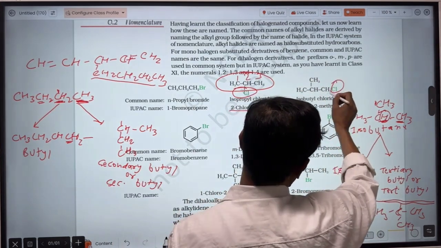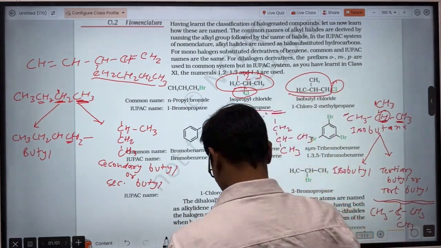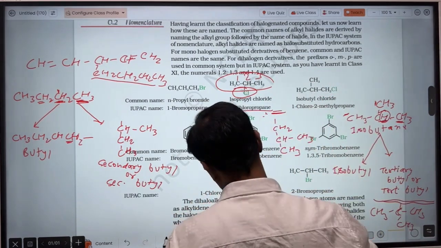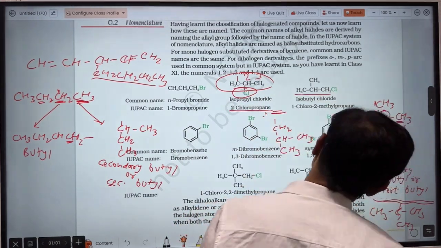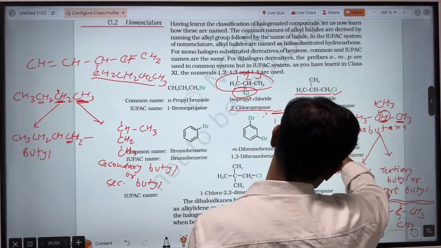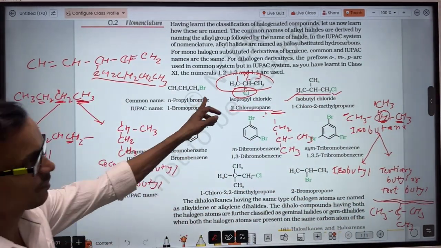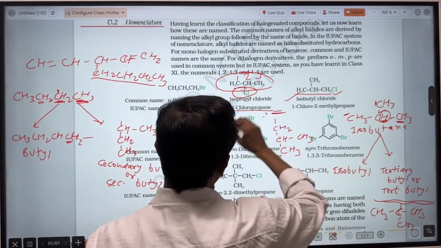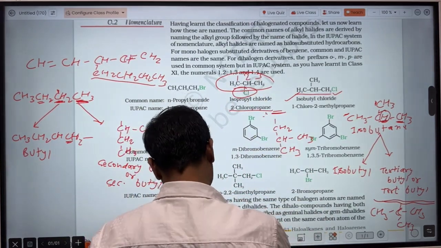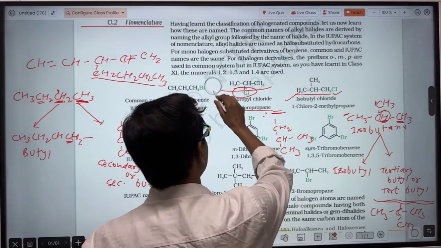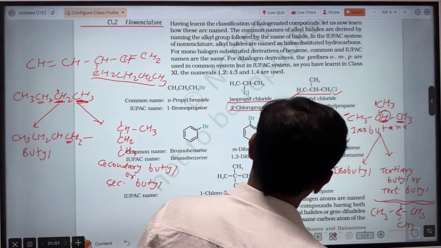So here chlorine is bonded to the isobutyl. Same here, chlorine is bonded to the primary carbon atom of isobutane, so that's why it will be called isobutyl. And here chlorine has been bonded there, so that's why it will be called isobutyl chloride. Isopropyl chloride here, why? Here the chlorine is bonded to the isopropyl group. The chlorine is getting bonded, that's why the common name is isopropyl chloride.